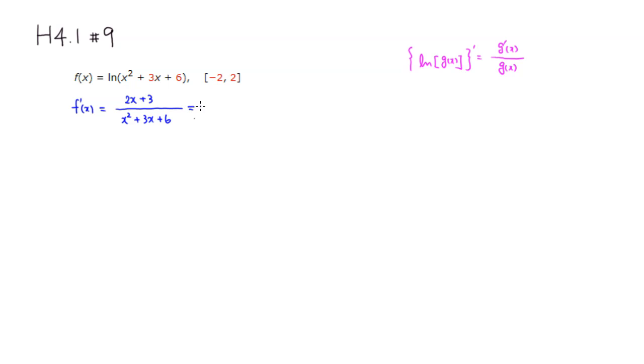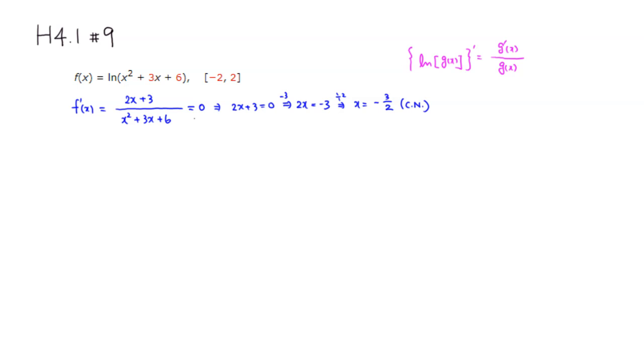We set that equal to 0, because we want to find a critical number. So we need the top to equal 0. You have 2x plus 3 equal to 0. Then subtract 3 from both sides, so you have 2x equal to negative 3. And then if you divide through by 2, we have x equal to negative 3 over 2. So that would be a critical number here.